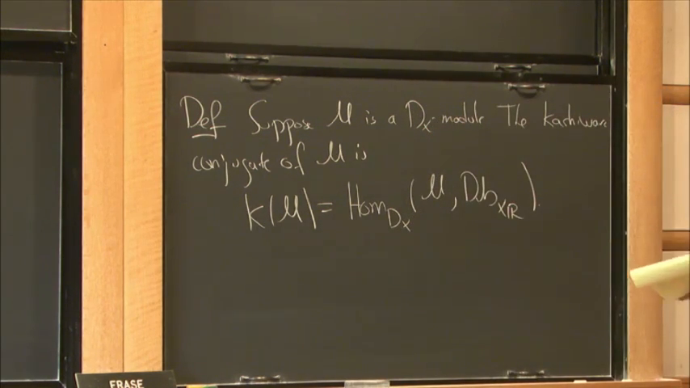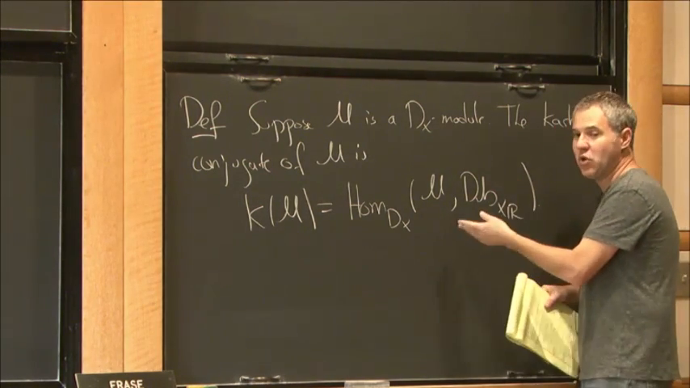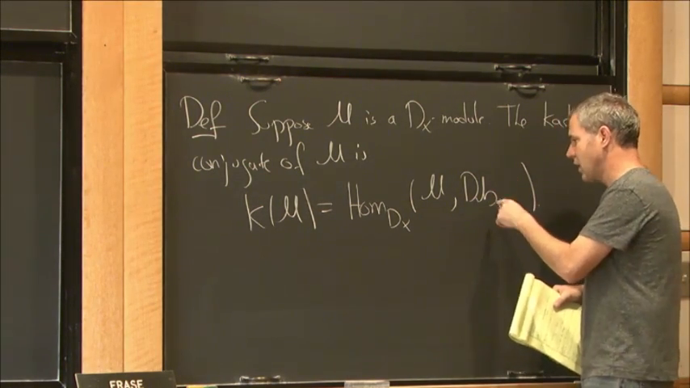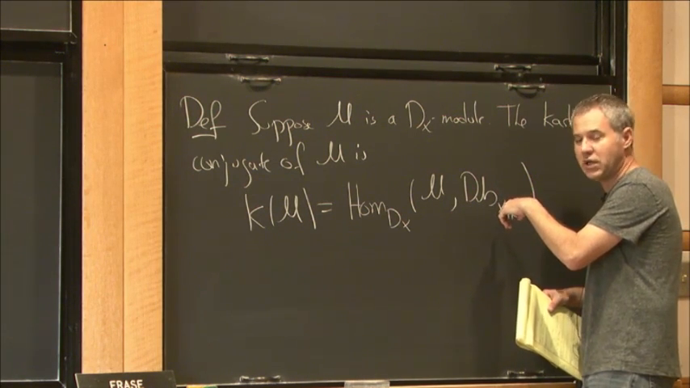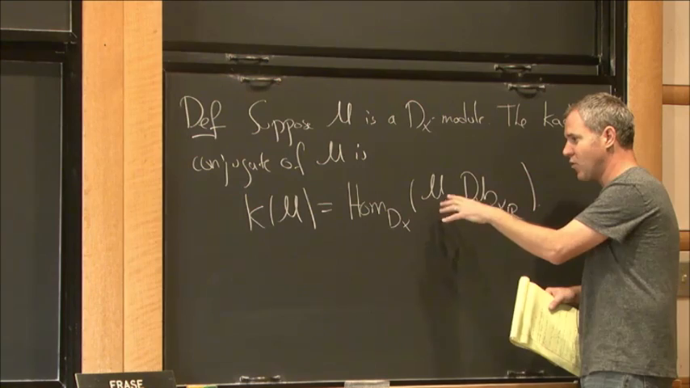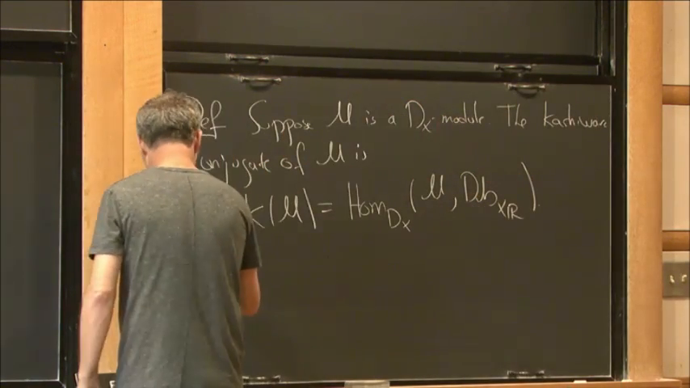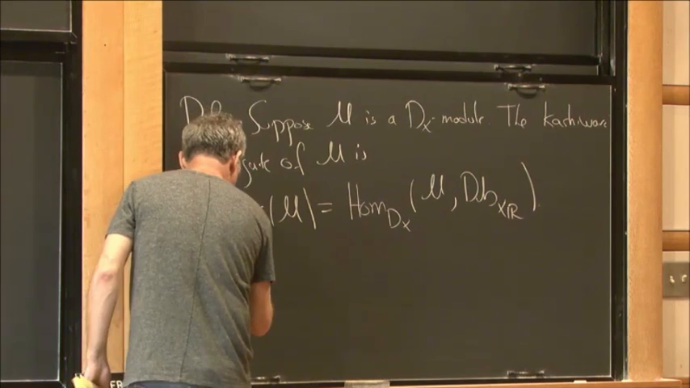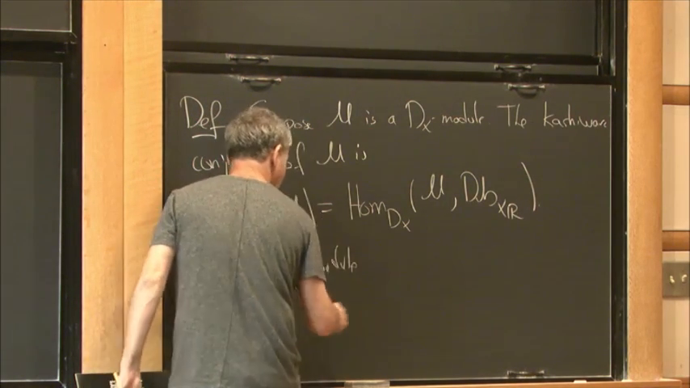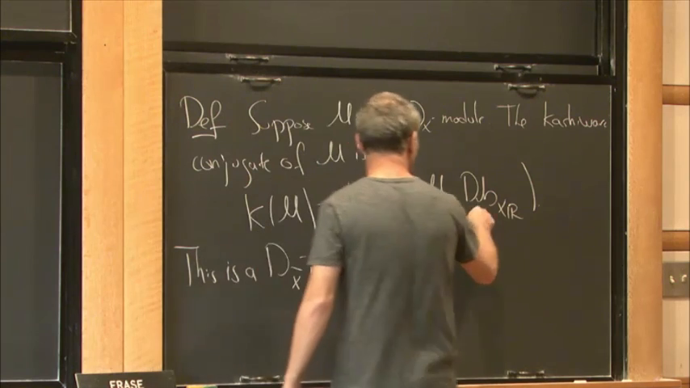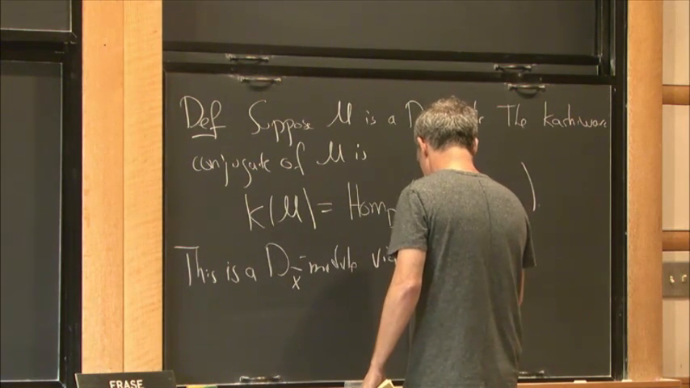The observation is that since D_X and D_X bar commute inside the ring of differential operators, this object still has an action of D_X bar on it. So this is a D_X bar module, via the D_X bar action on the distributions of X_R.